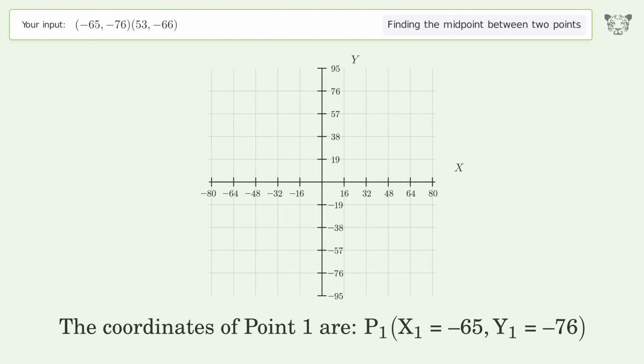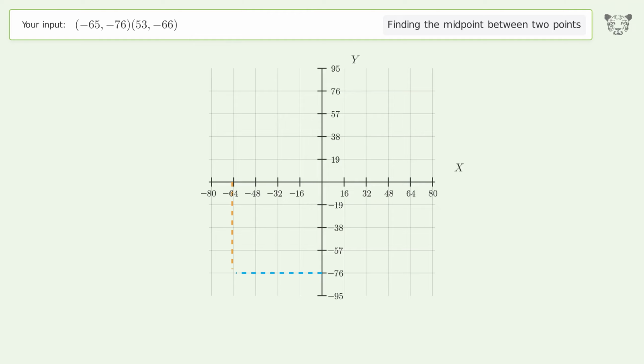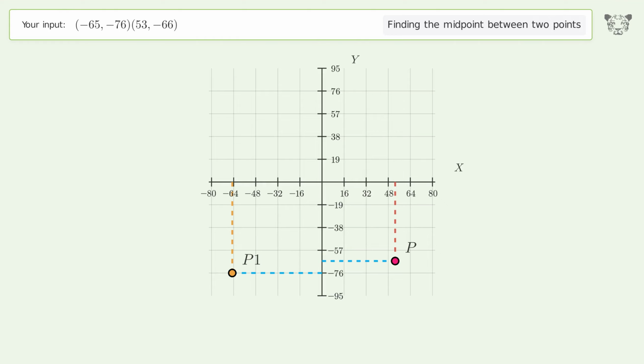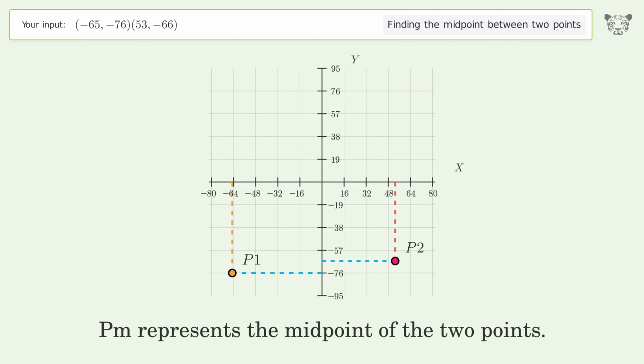The coordinates of point 1 are, x1 equals -65, y1 equals -76. The coordinates of point 2 are, x2 equals 53, y2 equals -66. PM represents the midpoint of the 2 points.